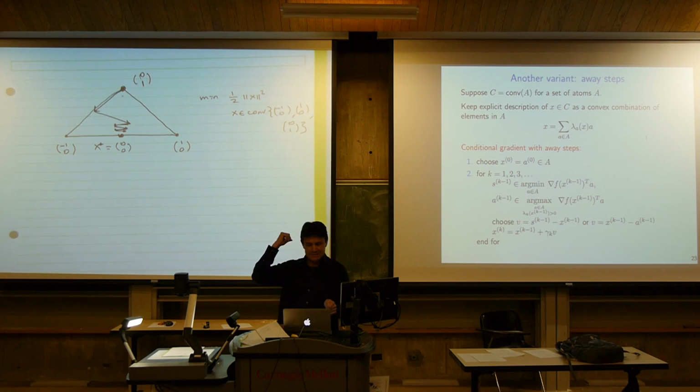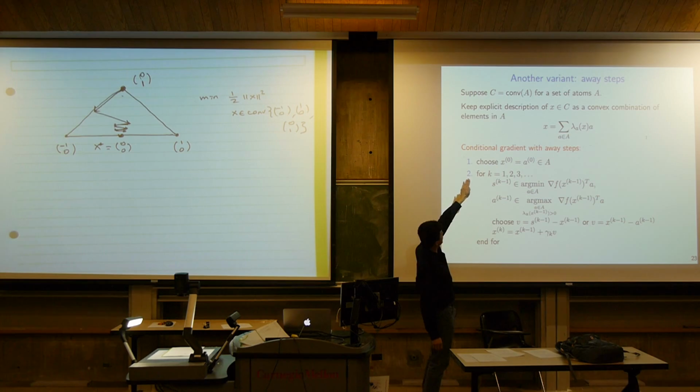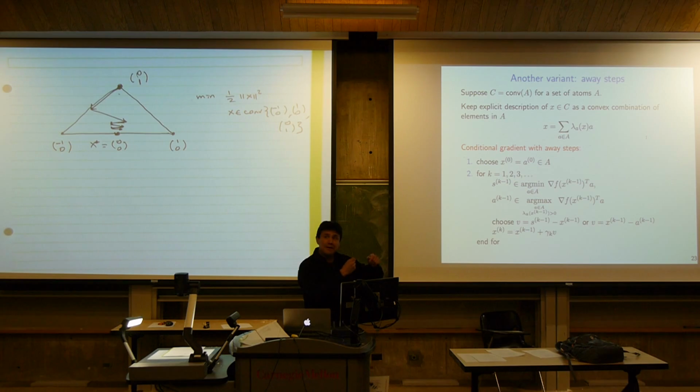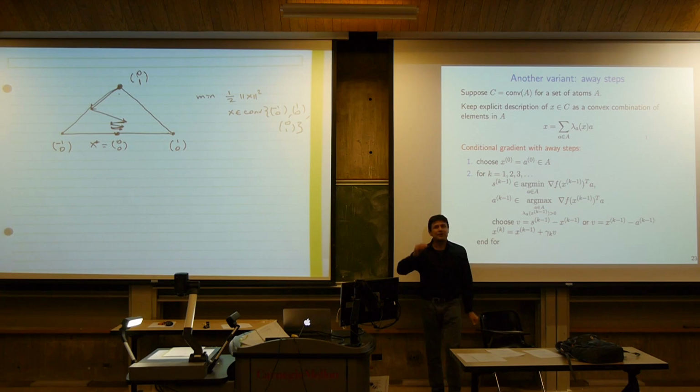So you need a little bit more notation. You need to assume that C is the convex hull of a set of atoms. For example, here, C would be the convex hull of these three atoms. And then you keep track of the iterates as convex combinations of your atoms. So let's say every x at every point is a convex combination of atoms, with coefficients that I'm going to call lambda_{x,a} times a. And then the conditional gradient with away steps does the following. This is the regular thing that we do. This is the regular step.